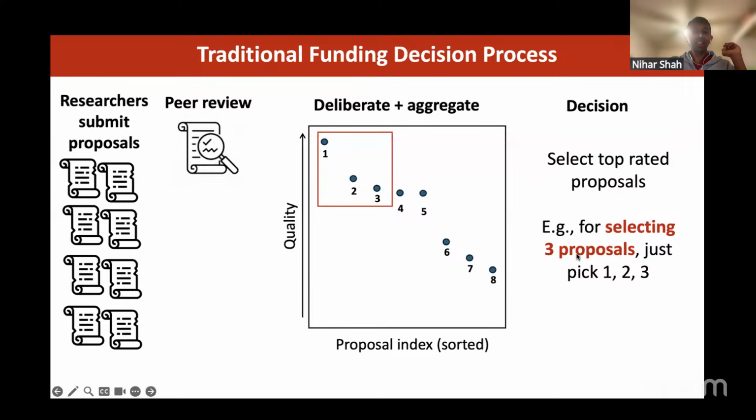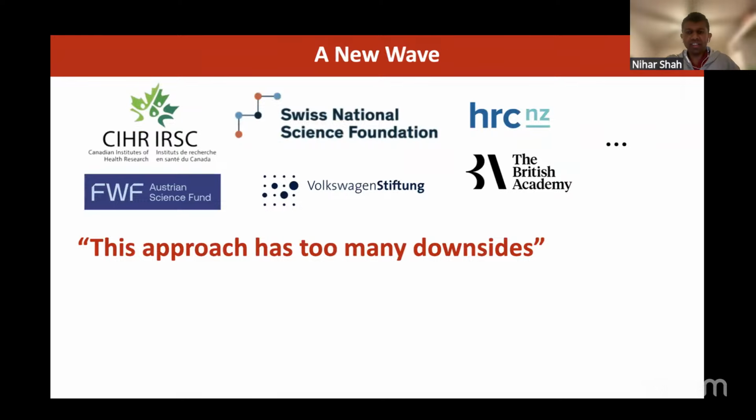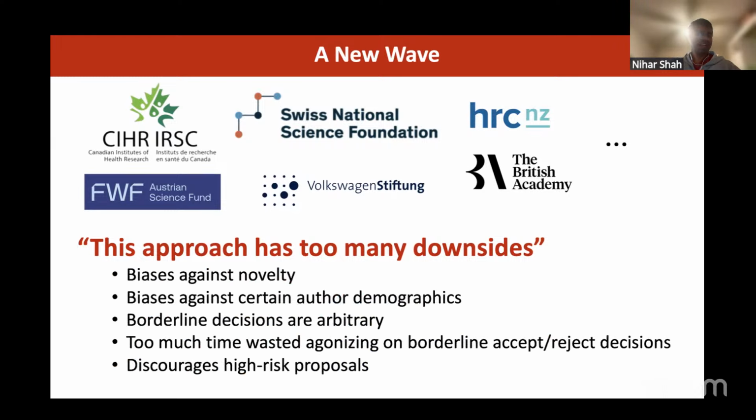All right. So now this has been around for a while, but then more recently, there has been a new wave. A bunch of research agencies, funding agencies are saying that, well, this approach has a lot of downsides. And they list a number of them. For example, there are biases against novel proposals or high risk proposals. There are biases against certain author demographics.